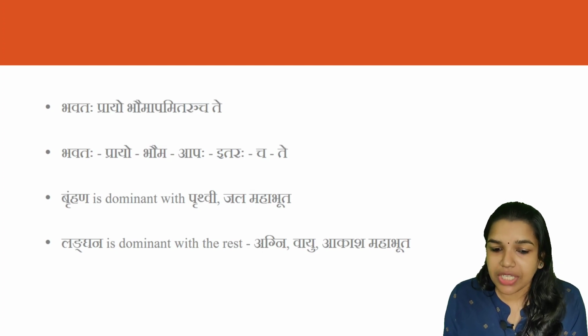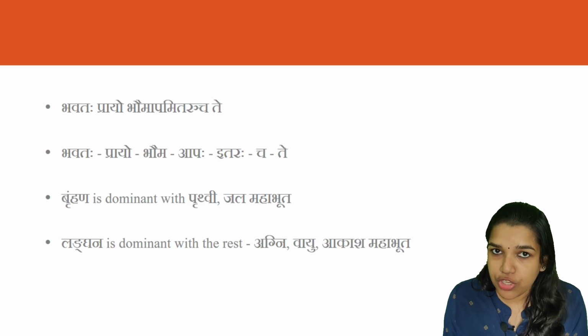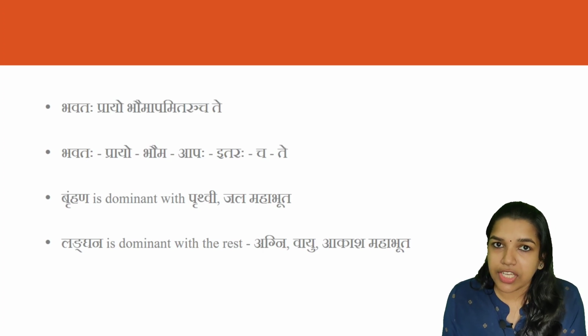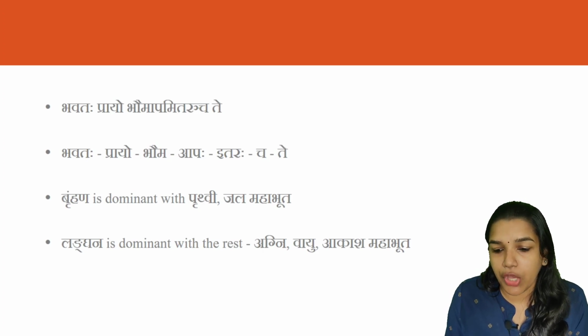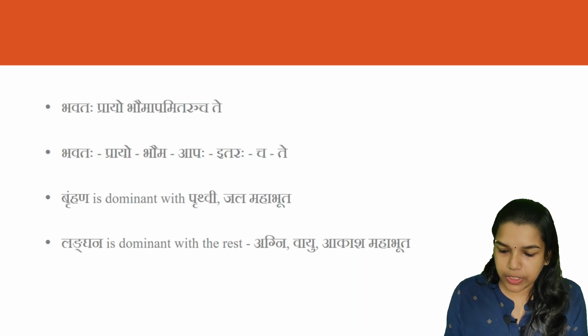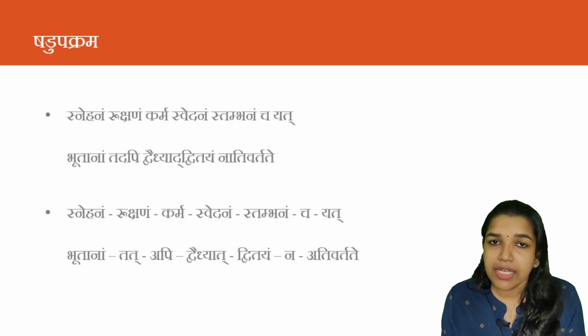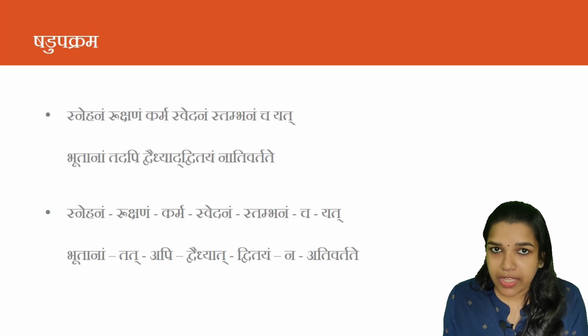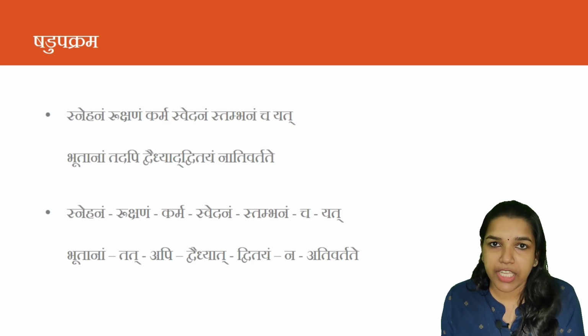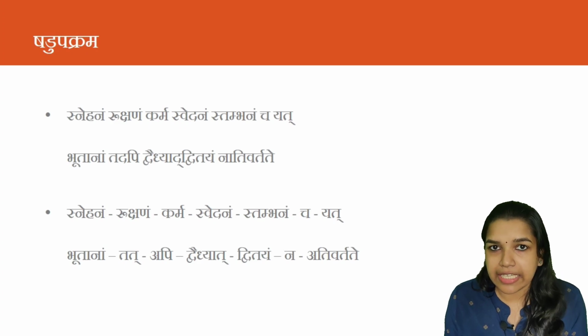So Brahmana Dravyas are predominant of Prithvi and Jala Mahabhuta, and Langhana Dravyas are predominant of Agni, Vayu and Akasha Mahabhuta. Next is the description of Shatupakrama. Dvividhopakramas has already been mentioned, that is the two types of management, Brahmana and Langhana.